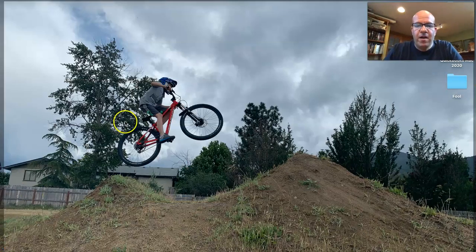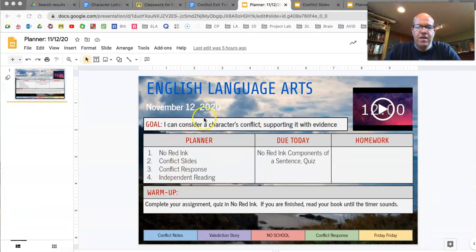So we're going to start with our planner as we always do. Sorry, it is Thursday, November 12th. Our goal for today: I can consider a character's conflict, supporting it with evidence.